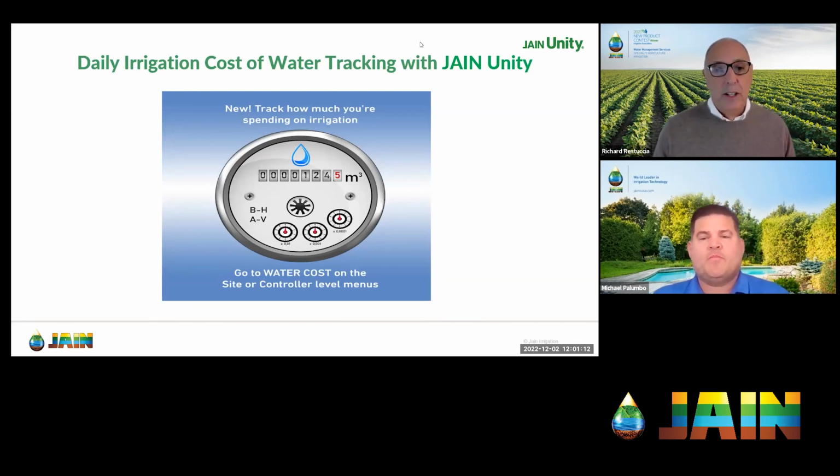I'm Richard Restuccia, your host, and today we're going to be talking about something that is really near and dear to my heart, and that is the daily irrigation cost of water tracking with JAIN Unity. And what this means, right, that's a mouthful of a sentence right there, but what that really means is being able to use your JAIN Unity dashboard to actually see how much money you spent per irrigation event.